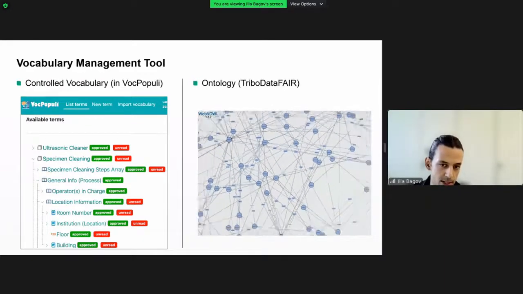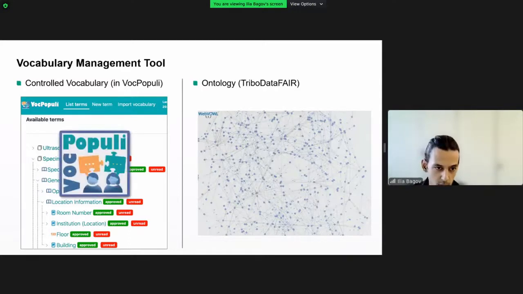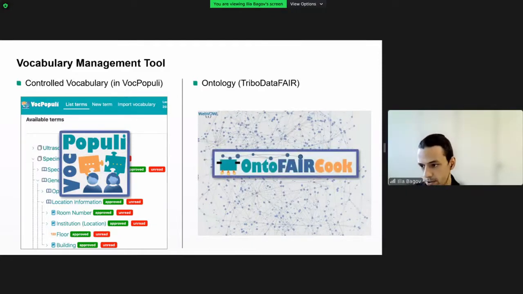Now, ontologies also describe the relations between entities in a domain. However, these relations aren't limited to hierarchical ones. They can be as richly defined as the user or the developer of the ontology wants to. The tools which we use to work with and develop controlled vocabularies and ontologies are Voc Populi on one hand, and the Unfair Cook on the other one.